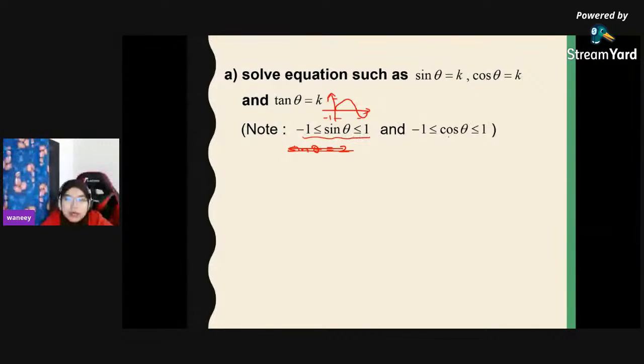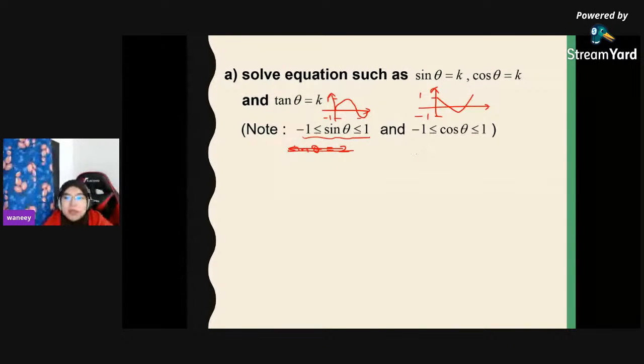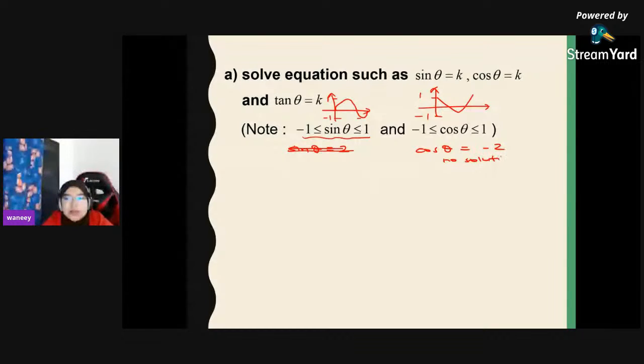The same thing will happen with cos theta. If you draw the graph for the cos theta, the maximum will be 1, the minimum will be -1 as well. So if you do have cos theta equal to 2, you are not going to end up with any solution. Kalau kata kita dapat cos theta equal to -2, there will be no solution. Same thing happens over here: sin theta equal to 2, you are not going to get any solution.